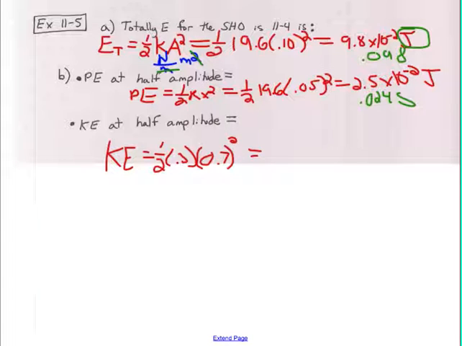So I got, let's switch to green here, 0.0735. If you add that to 0.0245, what do you know? You get 0.098. So we've shown that energy works exactly like we thought it did.